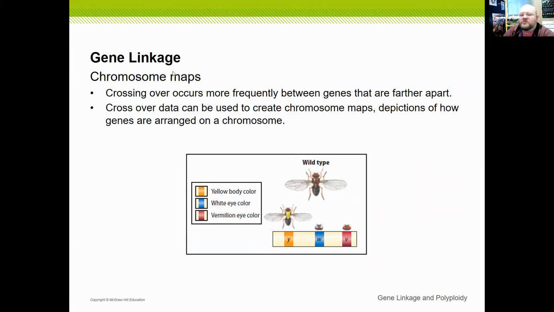We also have what are called chromosome maps. Crossing over occurs more frequently between genes that are farther apart. Crossover data can be used to create chromosome maps, which are depictions of how genes are arranged on a chromosome. Right here we have different body and eye colors among flies, and they've labeled them with colors to show some chromosome maps, which show how those genes might be arranged.